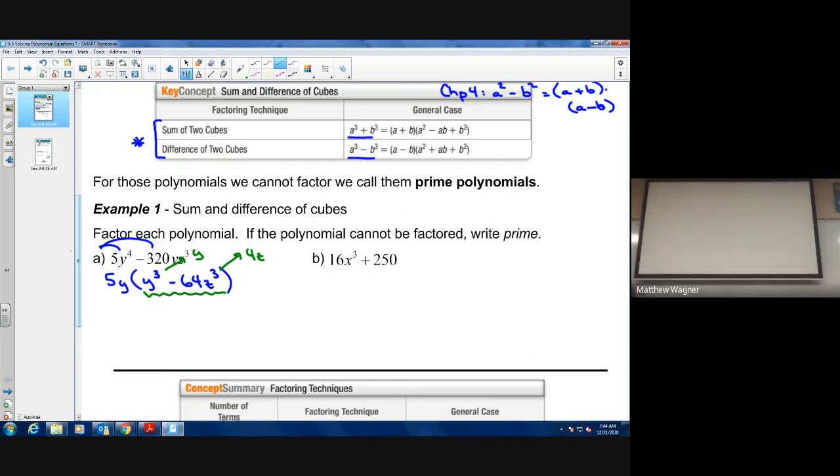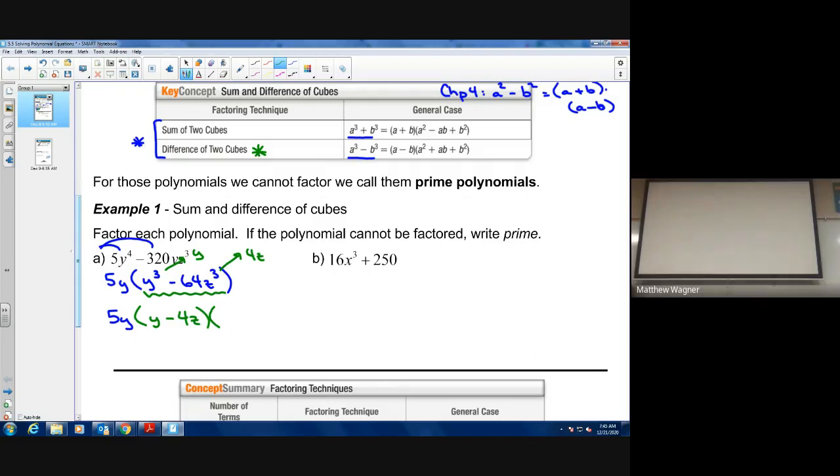All right. So now what I can do is, since I have a difference, I'm going to use my difference of cubes pattern. And I'll try to line this up so you can see. But our 5y stays the same. If we look at our pattern, it's always a minus b. All right, so hopefully it's clear where those came from. That's the cube root of y cubed and the cube root of 64z cubed. And then we go through this.